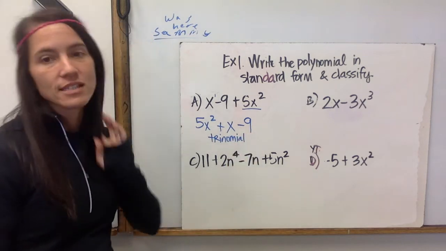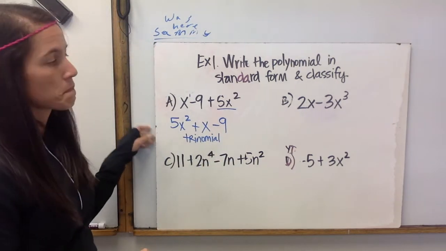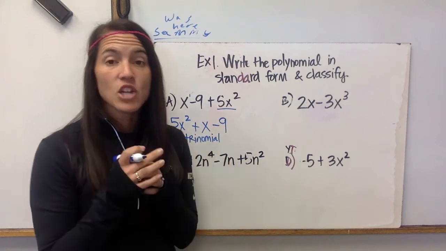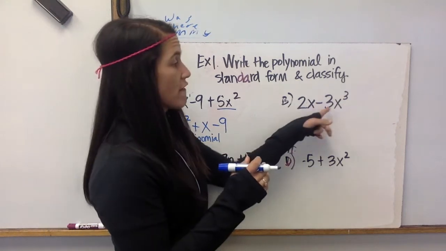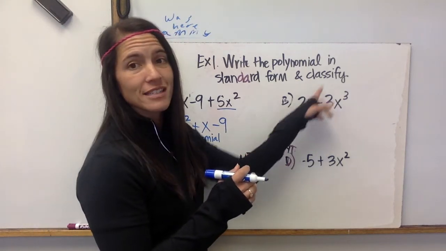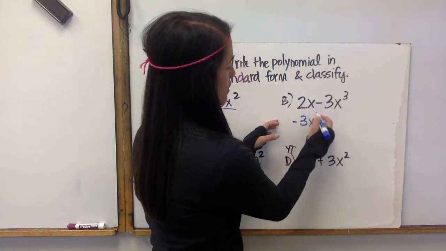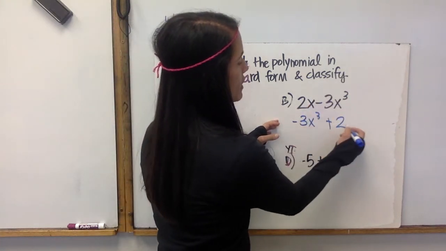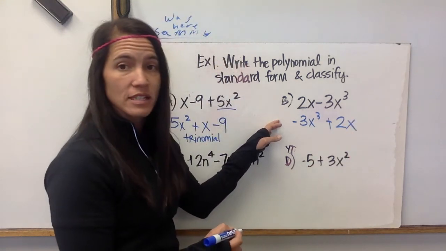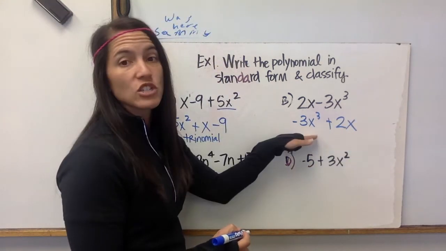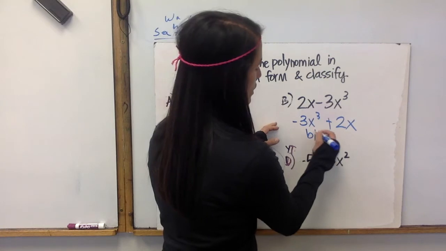So that's how you would do these examples. Example B, we take the term with the largest exponent and we want to put that first. Because it has minus 3x cubed, that means this is a negative term. And then the next term would just be plus 2x, it's positive. And there are only 2 terms, so this is a binomial.